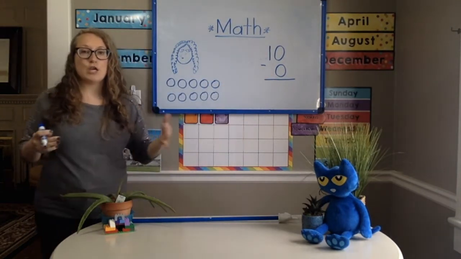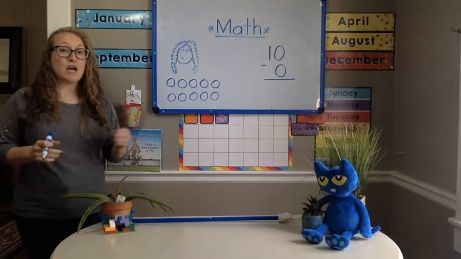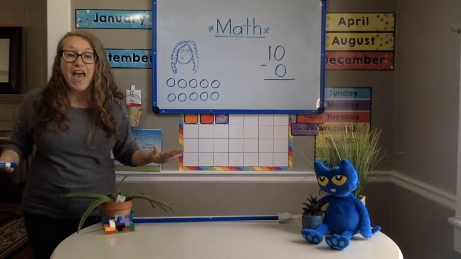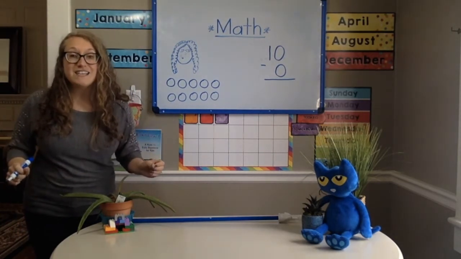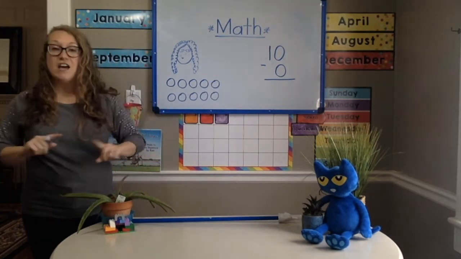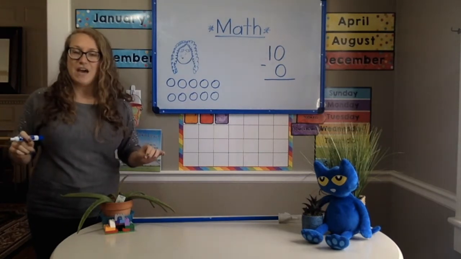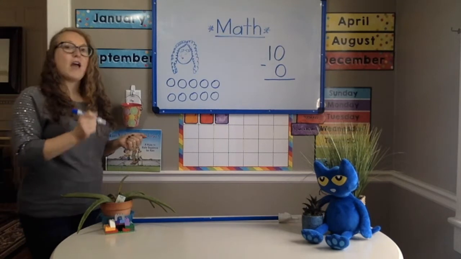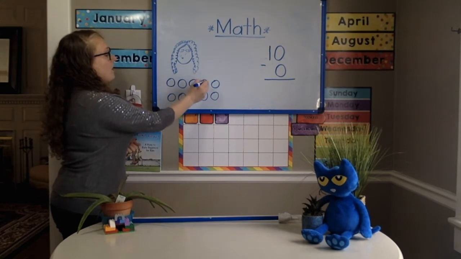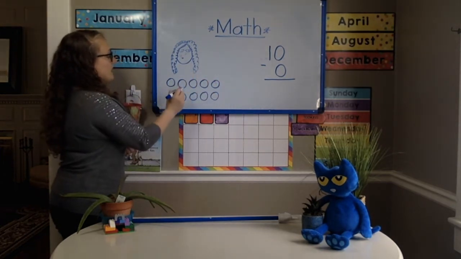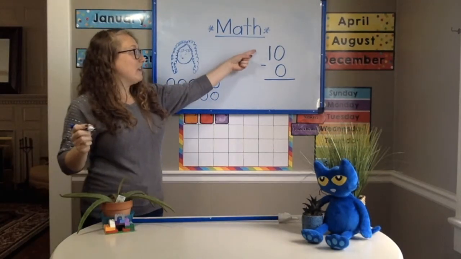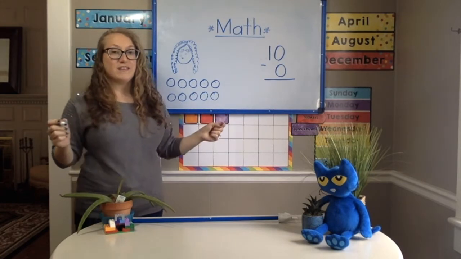Our subtraction problem says 10 minus 0. Well, Miss Stoller has no warm fuzzies taken out of her bucket. So how many do I need to cross off? 0. I'm not crossing off anything, kindergarten, because 0 means nothing. I have 10, and none of them got taken away. So now we need to count up how many we have left. Let's count and put a dot on each circle that we count. 1, 2, 3, 4, 5, 6, 7, 8, 9, 10. So 10 minus 0 equals 10.